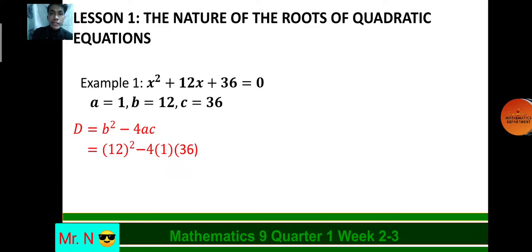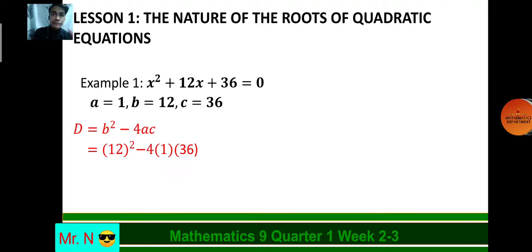So follow the GEMDAS rule. Grouping symbol, exponent, multiplication, division, addition, and subtraction. Okay? So this time, unahin natin yung may exponent. Kasi yung grouping symbol naman natin, wala namang kailangan i-simplify sa loob. So exponent tayo. Yung may exponent ay 12. So 12 squared, and that will be 144.